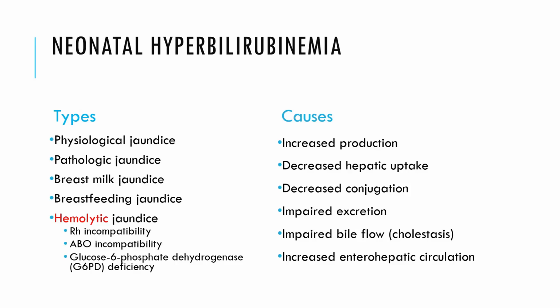So hopefully, as you look at the causes now that we've talked about the processes, you understand and can say, oh, I know now that if there's decreased conjugation, that would cause a problem, because the baby can't get rid of it. Or if there's impaired excretion, the baby can't get rid of it. So if there's increased intrahepatic circulation, because the bilirubin is sitting in the liver or the small intestine because the baby's not eating, I get why that would cause an increase in my jaundice level.